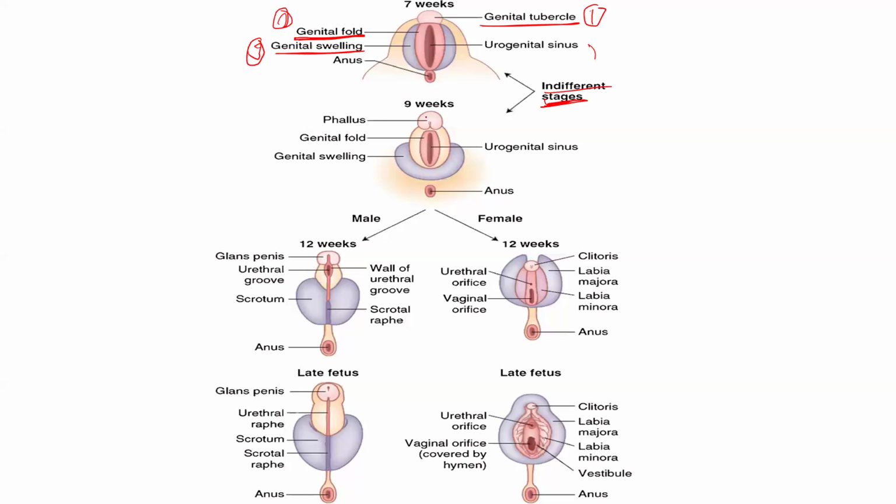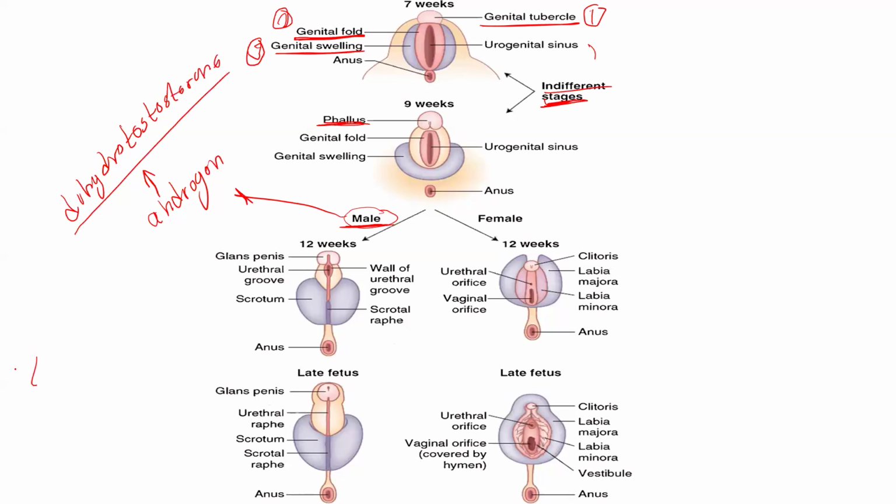Now, what happens is that the genital tubercle elongates slightly to form what is known as a phallus. So the phallus and the genital tubercle are one and the same thing. But now in males, male patterning occurs, and this male patterning is with the help of androgens. It's androgens which direct this in males, especially dihydrotestosterone. Now, dihydrotestosterone comes from testosterone.